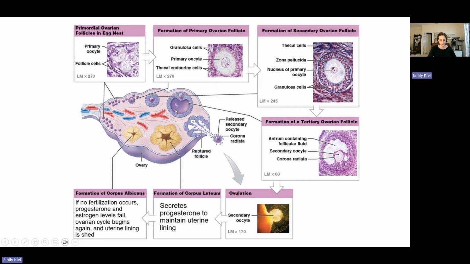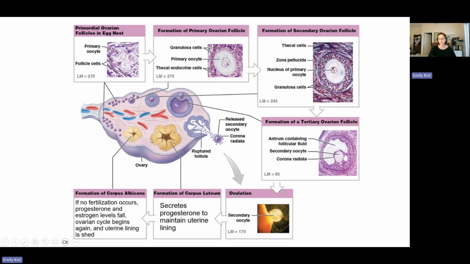So we've not completed meiosis 2. We've been paused in that process. Here we have the antrum that has follicular fluid. We've got our secondary oocyte. We've got this corona radiata. And the secondary oocyte is what ovulates. There's our ruptured follicle. From the ovulation, we're going to have the corpus luteum.